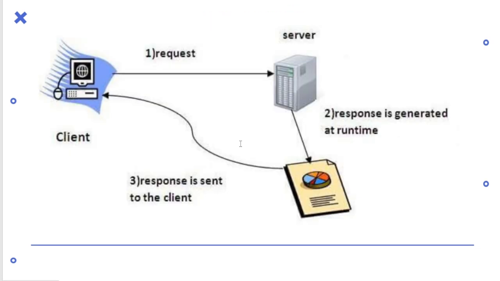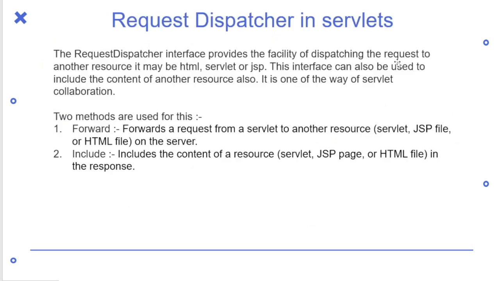So let's see a pictorial representation of Java servlet. This is my client. I'm sending a request. The server will generate one response at runtime, and it will respond to the client with that response. It can be a copy of a document, it can be data, it can be an image, anything the server can provide.